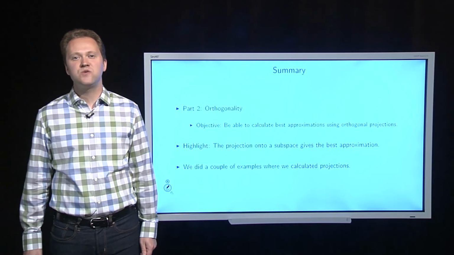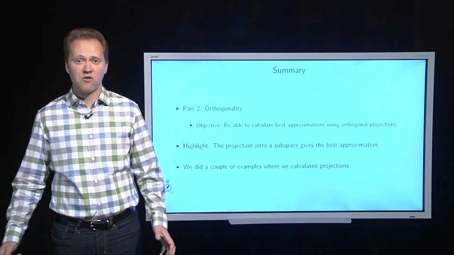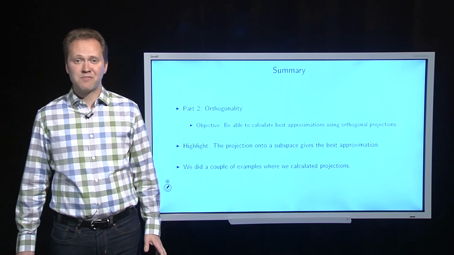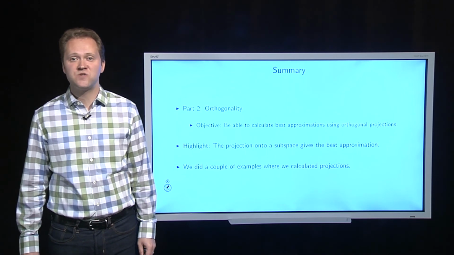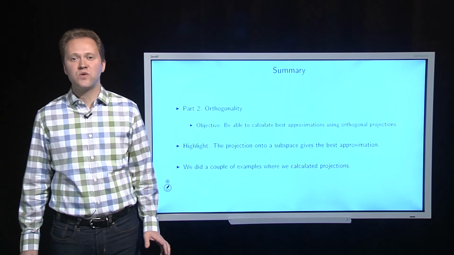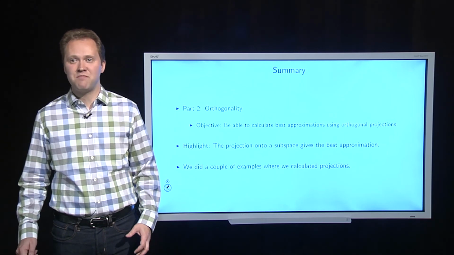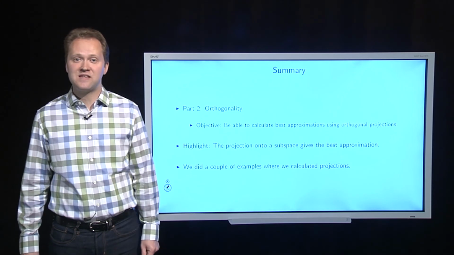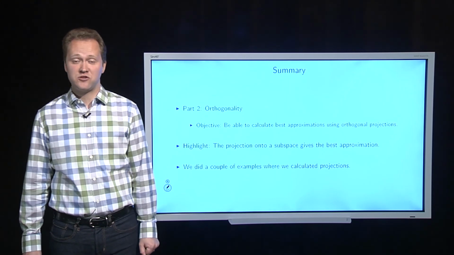But now, to summarize what we've been doing, we're talking about orthogonality here in part 2, and our objective was to be able to calculate best approximations using orthogonal projections. And the highlight of what we saw was that the projection onto a subspace gives the best approximation. And then we did a couple of examples where we calculated said projections. Now, equipped with the concept of best approximation, we're headed for part 3, Fourier series, the highlight of the series, where we will view Fourier series as best approximations, that is, viewed through the lens of linear algebra. Coming up next.